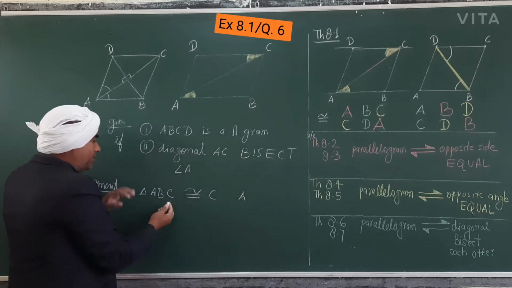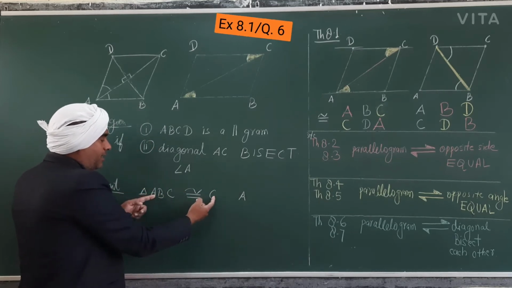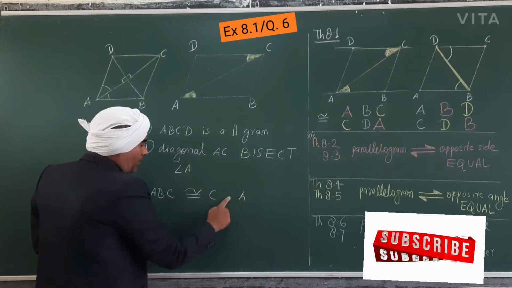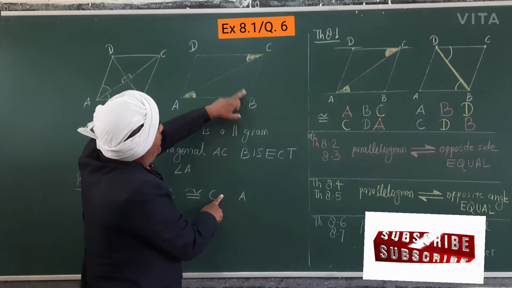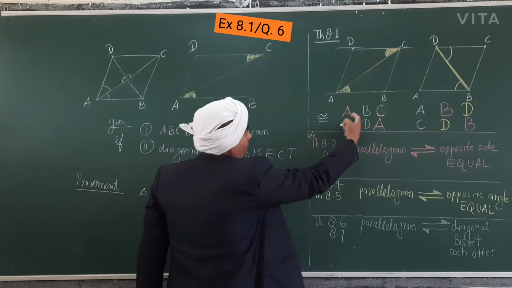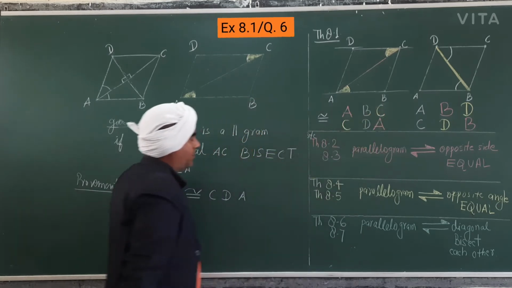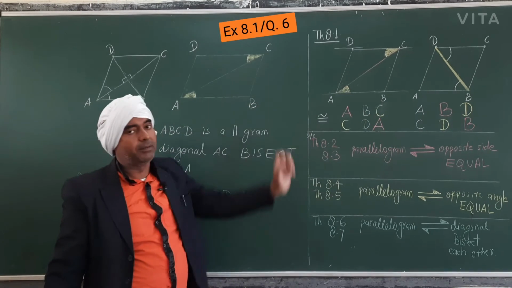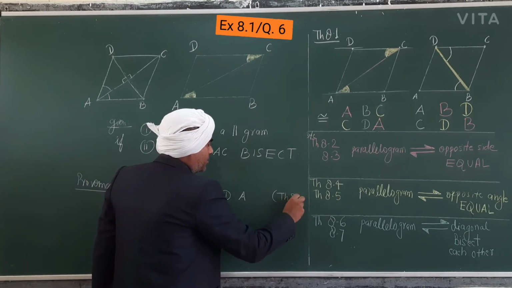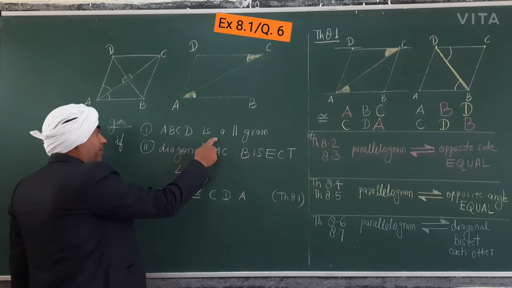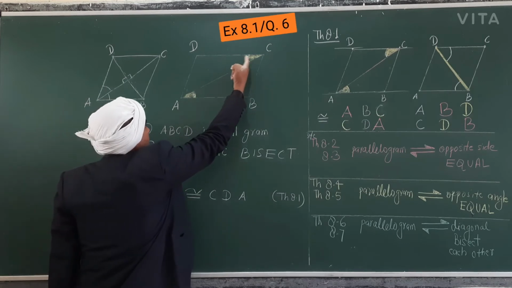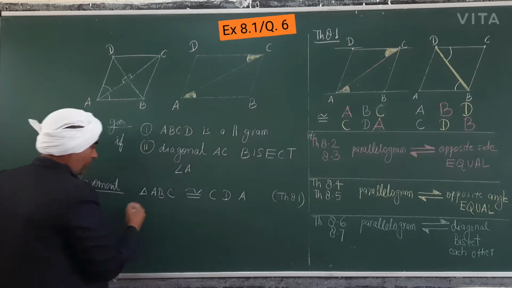This, because these are inverse. At the place of A I have written C, at the place of C I have written A. What about here? It was B. So I have shown here A and C, C and A here. So I have written theorem 8.1. Okay, because it is a parallelogram, if it is equal, then angle A equals angle C, this angle equal to this.